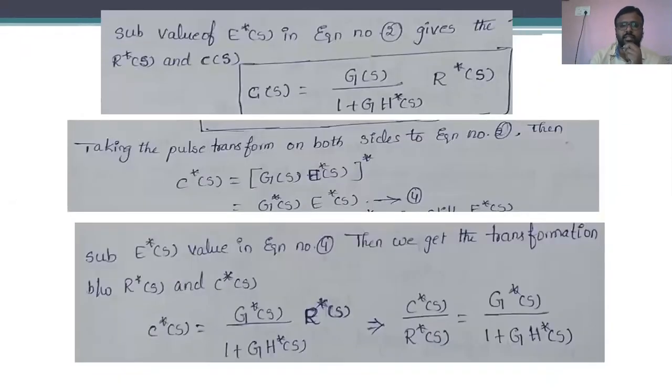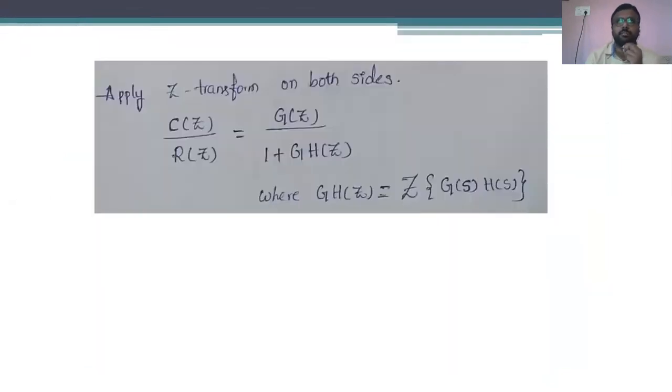Finally, after certain calculations and derivations, we have derived the expression for the pulse transfer function for this kind of closed loop system as G of Z divided by 1 plus GH of Z, where GH of Z is the Z transformation of G of S and H of S. While calculating the pulse transfer function for the closed loop system, different types of closed loop systems are there.